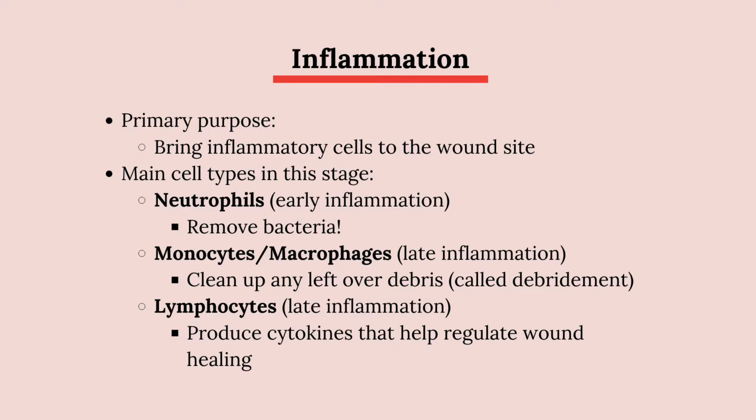The inflammatory phase largely functions to attract, you guessed it, inflammatory cells to the site of the wound. And now remember from previous videos the differences between acute and chronic inflammation. So here we're talking about acute inflammation, which is essential for this phase of wound healing. At the beginning of the inflammatory phase, there are lots of neutrophils involved, but late inflammation is typically characterized by large numbers of macrophages and lymphocytes.